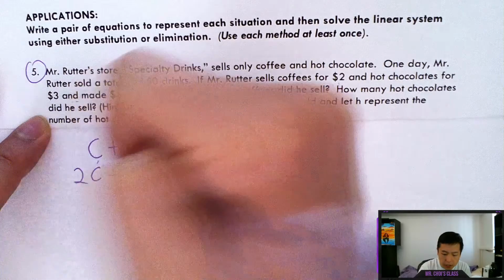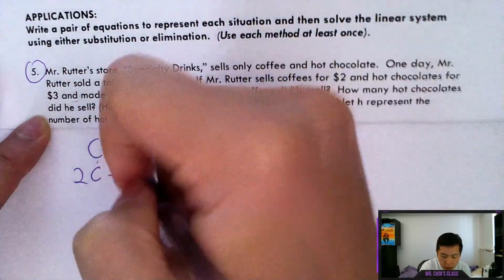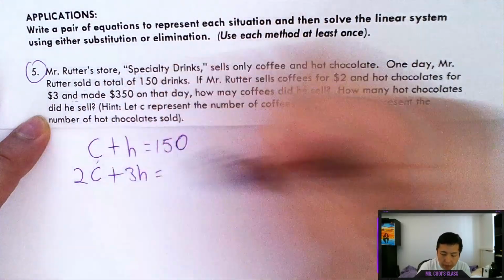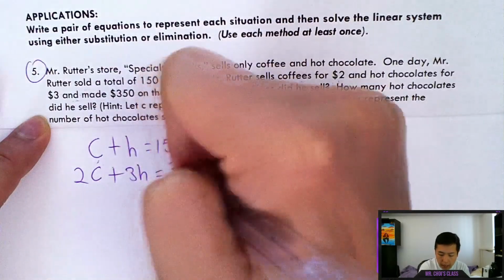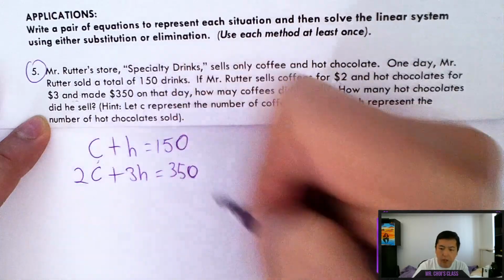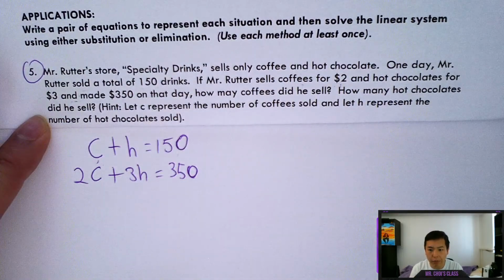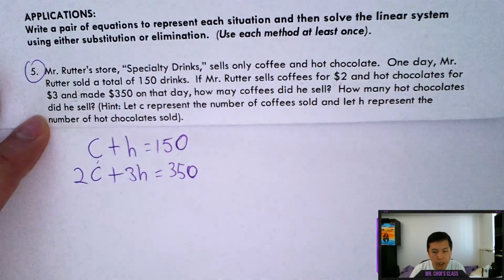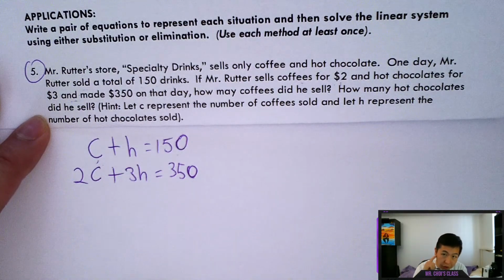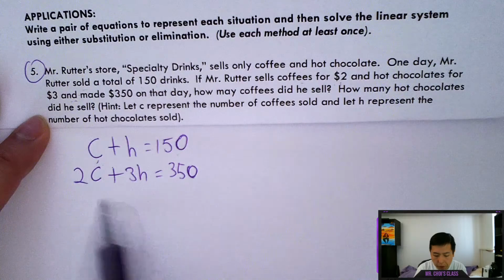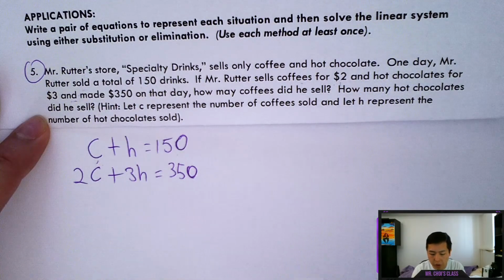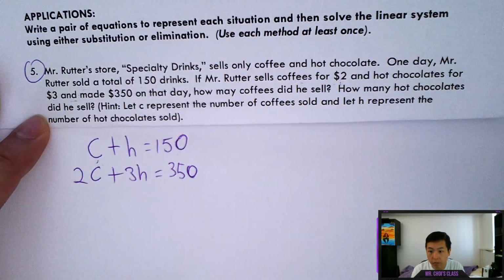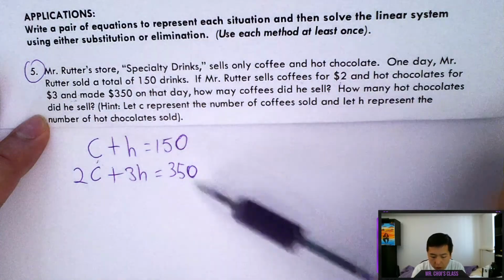For hot chocolates, it's the same idea, except it's $3. So we're going to do 3H, and that's going to equal the total amount of money we made that day. And so that would be 350. So 2C plus 3H equals 350. Those are the two equations that we need. So from this, we've gotten our two equations.